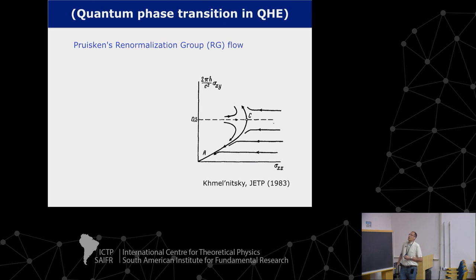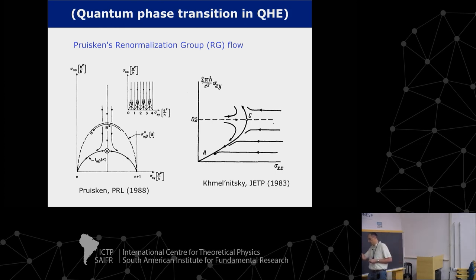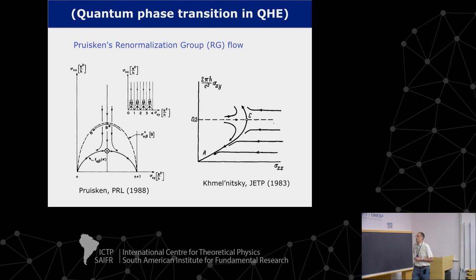So all this Pruisken actually explained using the renormalization group. And it's called the Pruisken renormalization group because Khmelnitskii discovered it in '83 and Pruisken in '88. But Pruisken put it the right way. I mean, this is the way you present the model. He just twisted it 90 degrees. And so depending on disorder, you have this fixed point where all the states are quantized. And so this is the result of the RG flows here.